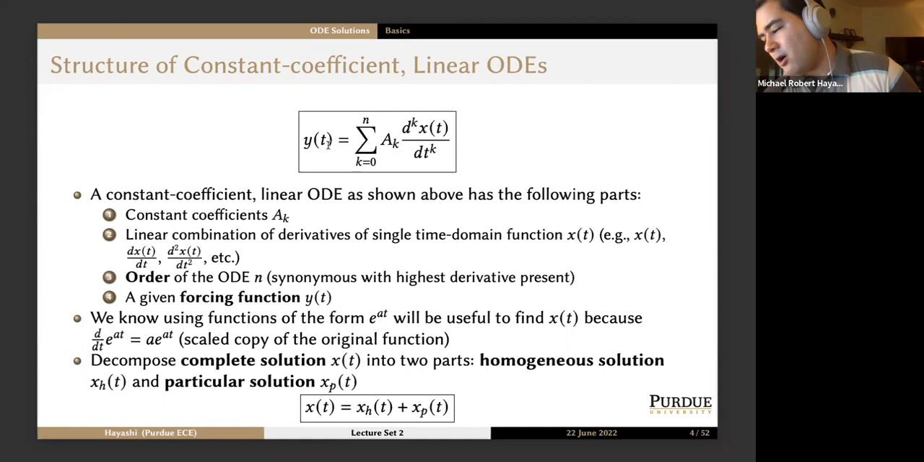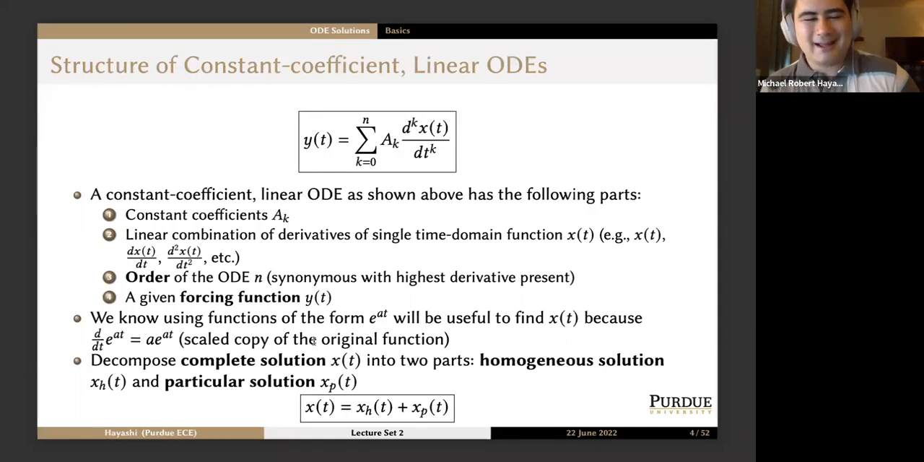So we know that using functions of the form e to the at will be very useful to find x of t. Because when you take the derivative of e to the at, you get a times e to the at, which is just a scaled copy of the original function. And it's easy to add them together. You can just factor out the e to the at, which each of the derivatives will have in common. So it makes it quite simple, or at least the simplest way to solve. And in fact, we will see that this is the case. Pretty much every single function we look at is an exponential of some form or another.